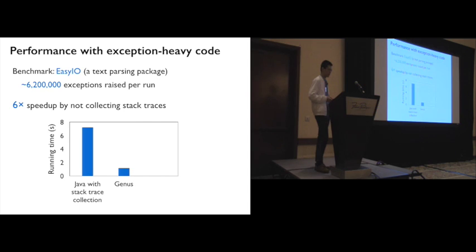To answer the second question, we ported a text parsing package. This code base makes heavy use of exceptions for backtracking. And as we expected, the benefit of not gathering a stack trace is conspicuous. Since our implementation targets Java, it's not surprising that similar performance can be achieved with Java. But this requires writing Java code in a non-standard way to turn off stack trace collection and to cache exception objects.